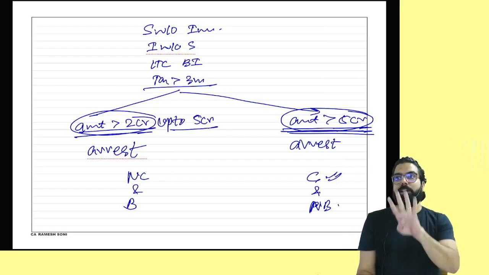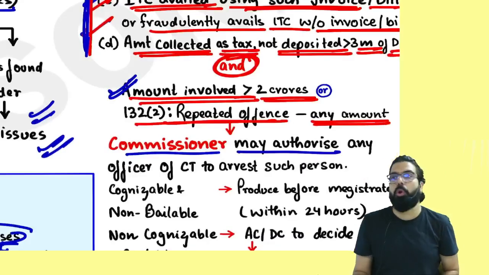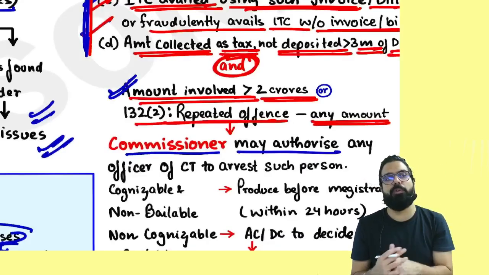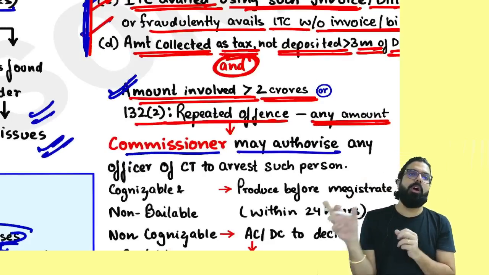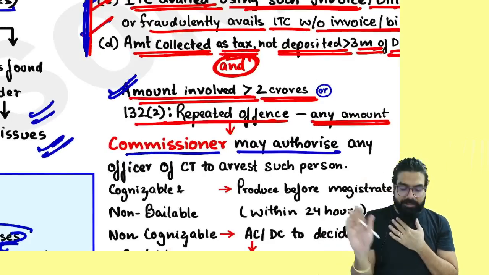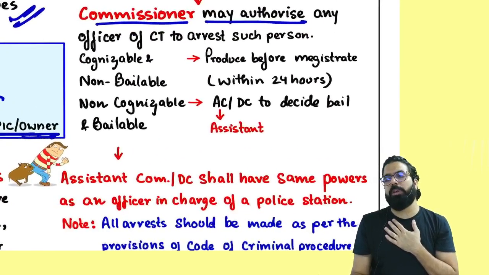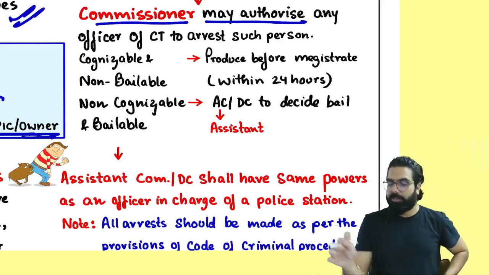Can you tell me, I did these 4 offenses, and the amount is more than 2 crore up to 5 crore. Non-cognizable and bailable. The arresting officer can go ahead and decide the bail amount. But if the amount is more than 5 crore, it is cognizable, a severe offense, non-bailable, and you will be presented before the magistrate.